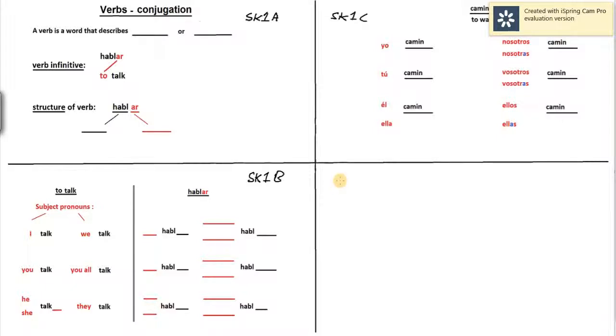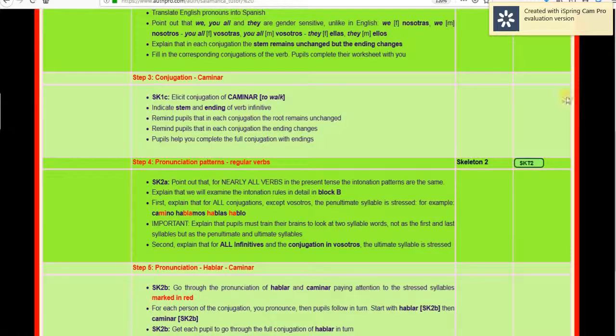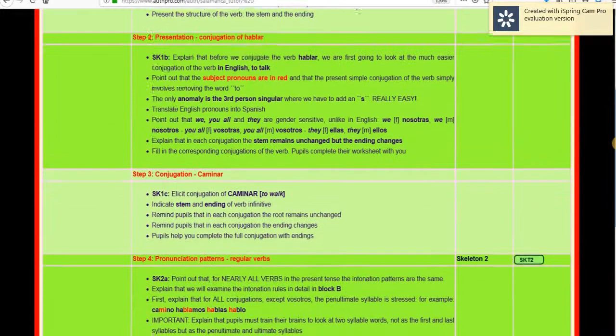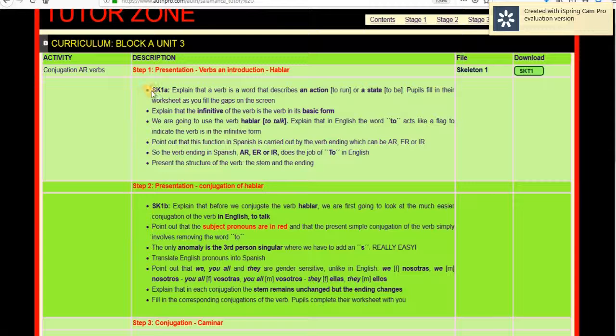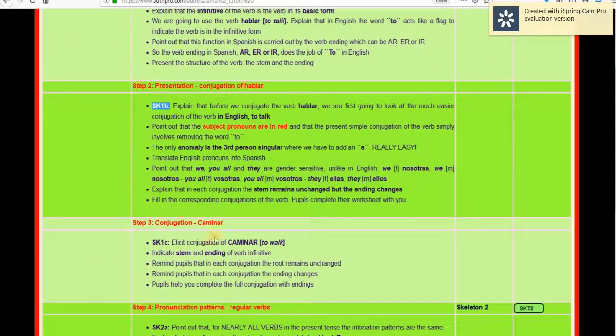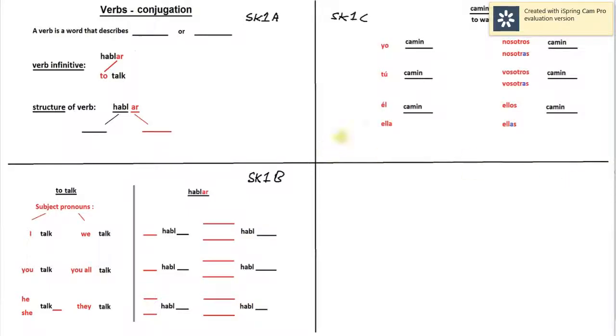Okay, and so if we go back to the teacher plan, you'll see we make reference to these skeletons here. So in step 1 we've got skeleton 1A, and then what you do with skeleton 1B, and then what you do with skeleton 1C. So you need to read the instructions for each of those steps. And what we expect you to do is to go through these with the pupils.